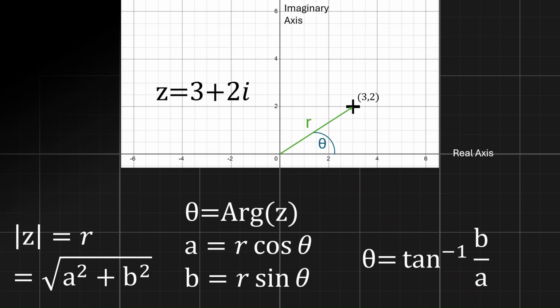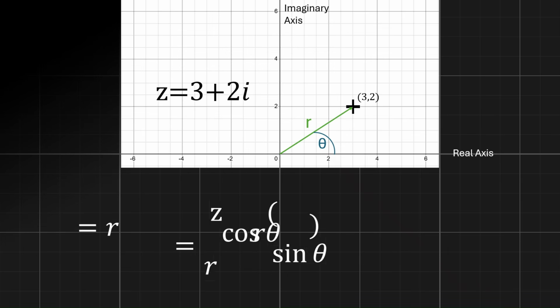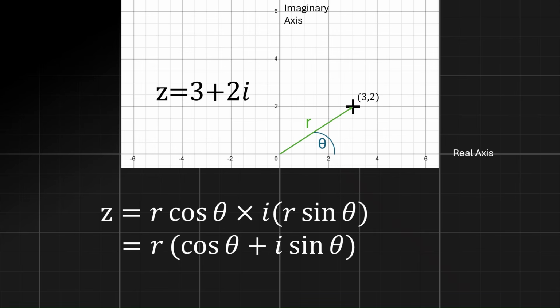Now, we can write z in terms of r and theta. Since a equals r cos theta and b equals r sin theta, we substitute these into z equals a plus bi to find z equals r cos theta plus i r sin theta, which is equal to r multiplied by cos theta plus i sin theta. This is called the polar form. We sometimes shorten it using the notation cis theta, which stands for cosine plus i sine. So we'd have z equals r cis theta. Let's try an example.